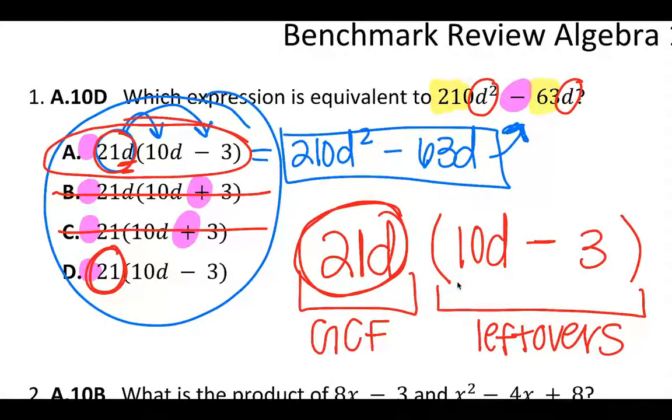I know it's probably the longest way to go around that, but I just wanted to make sure you knew there were multiple different ways to do this problem.